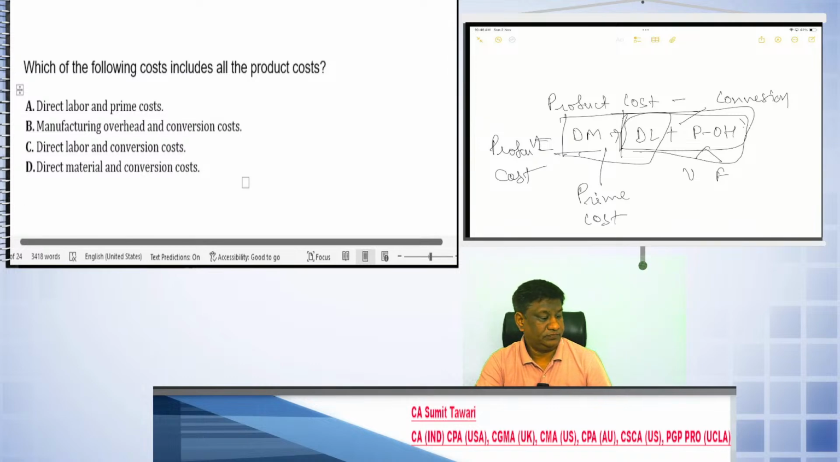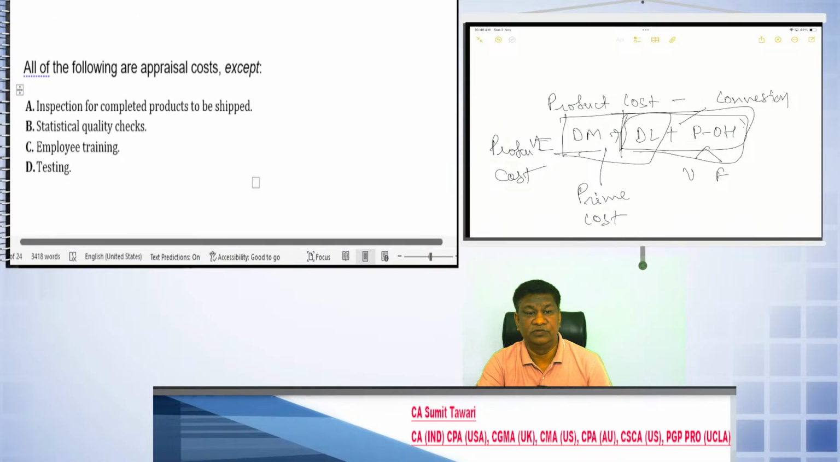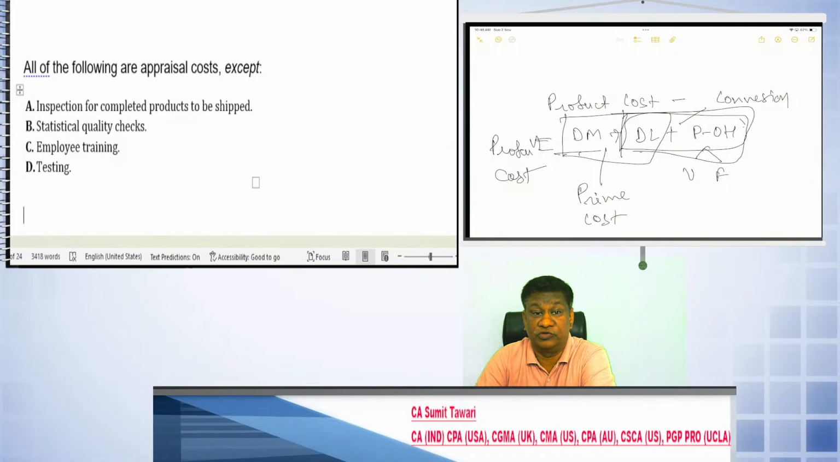Next. Yeah, this is done. Now this one. Employee training. So this is basically the preventive cost, so not an appraisal cost. Okay. So tomorrow we will take the simulations for this topic.